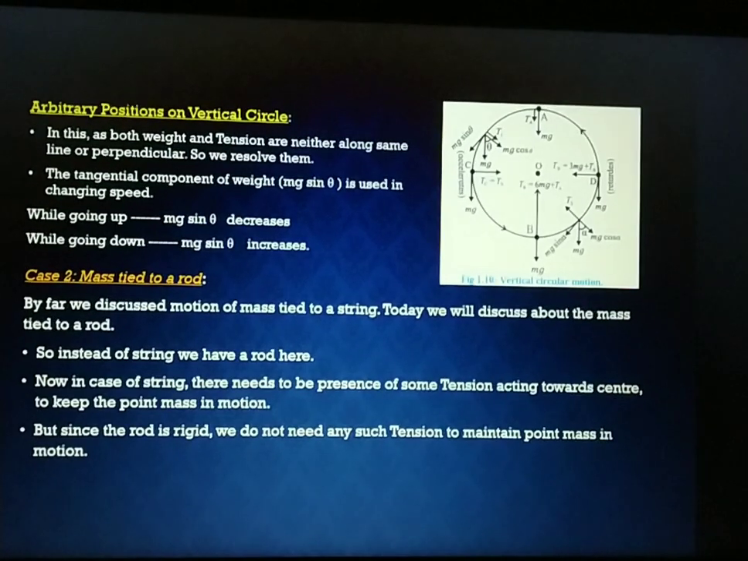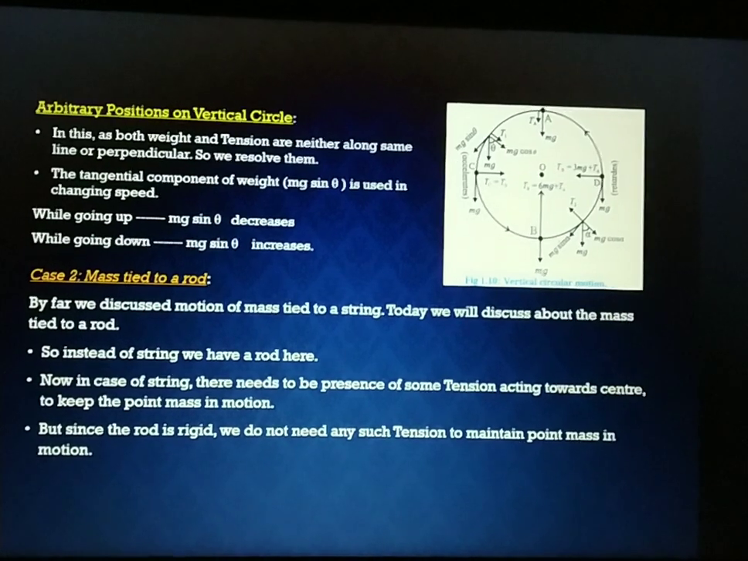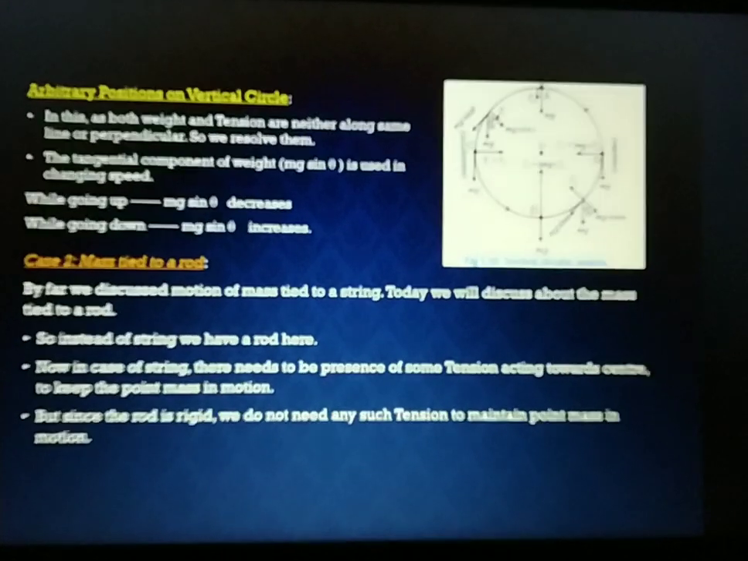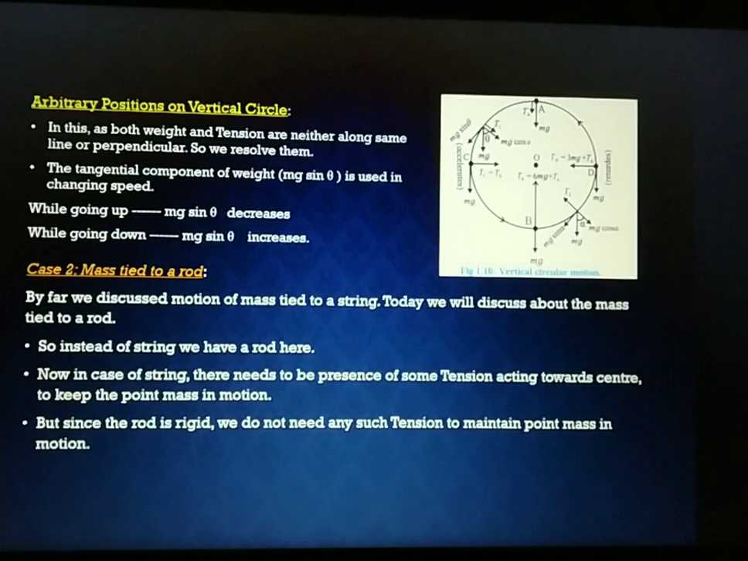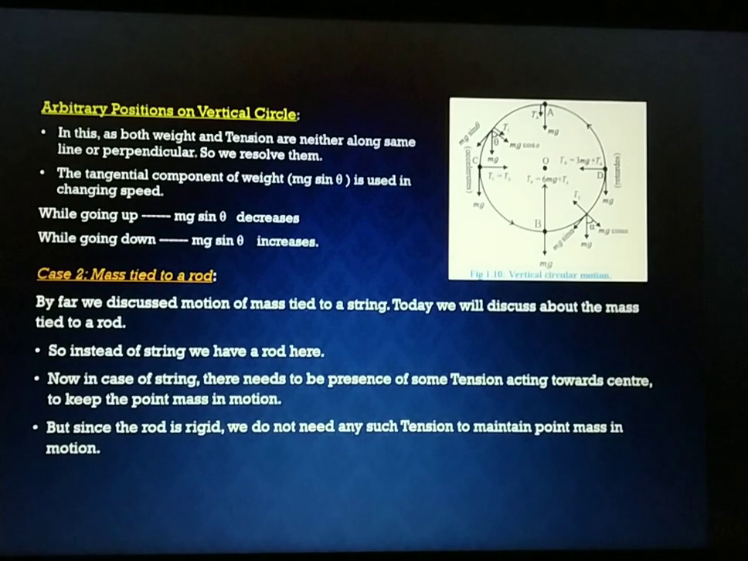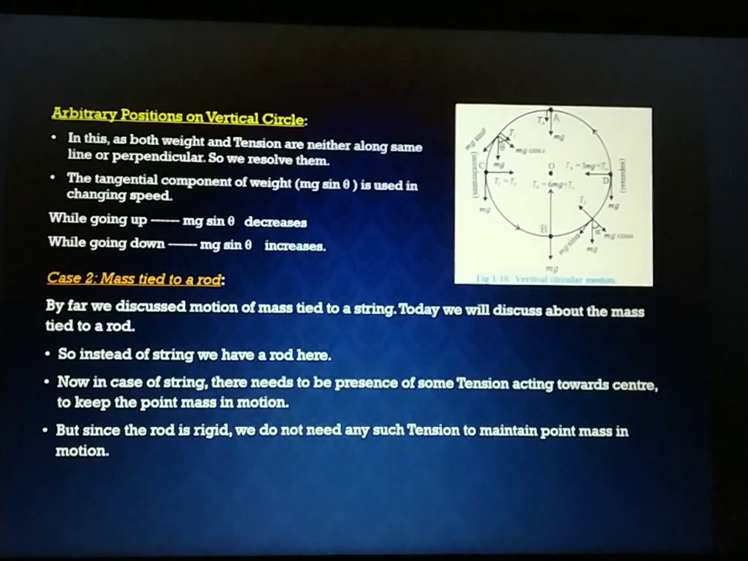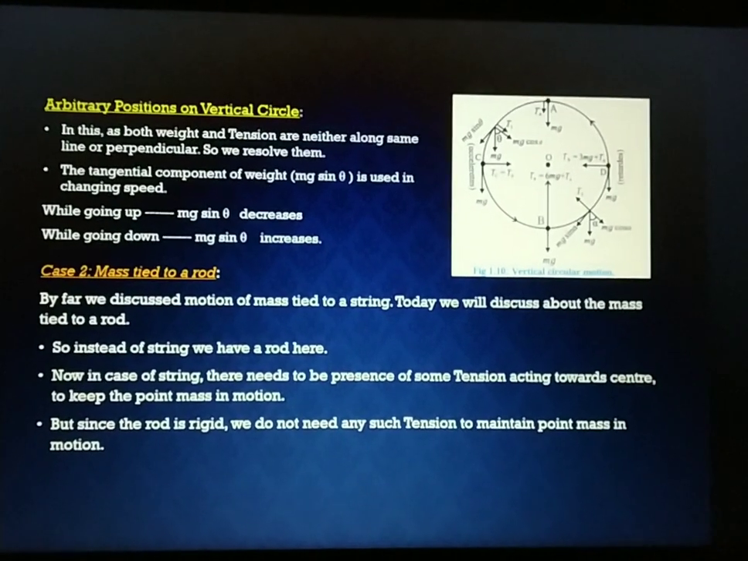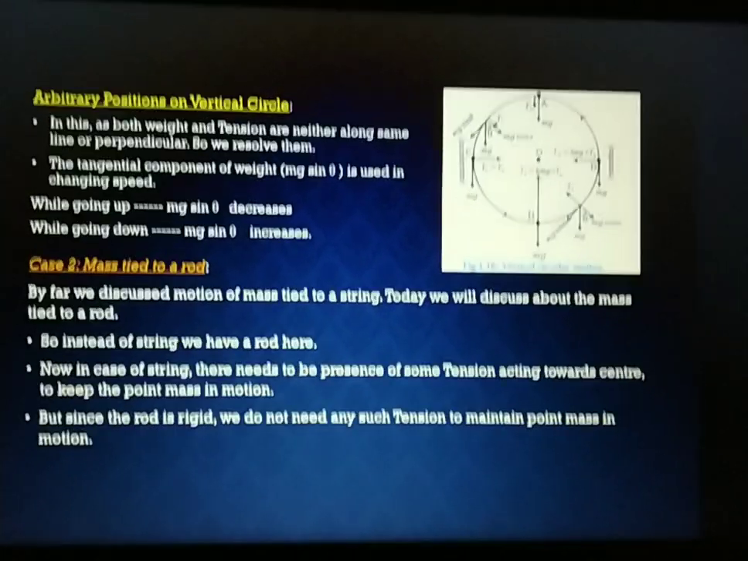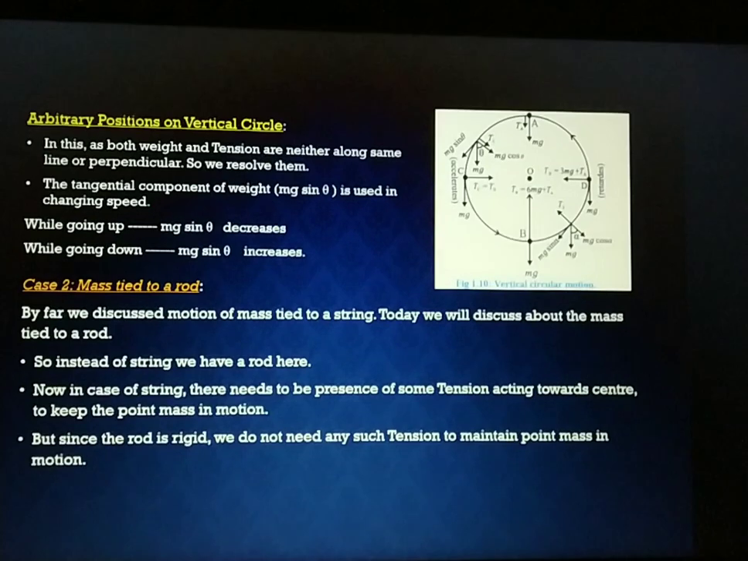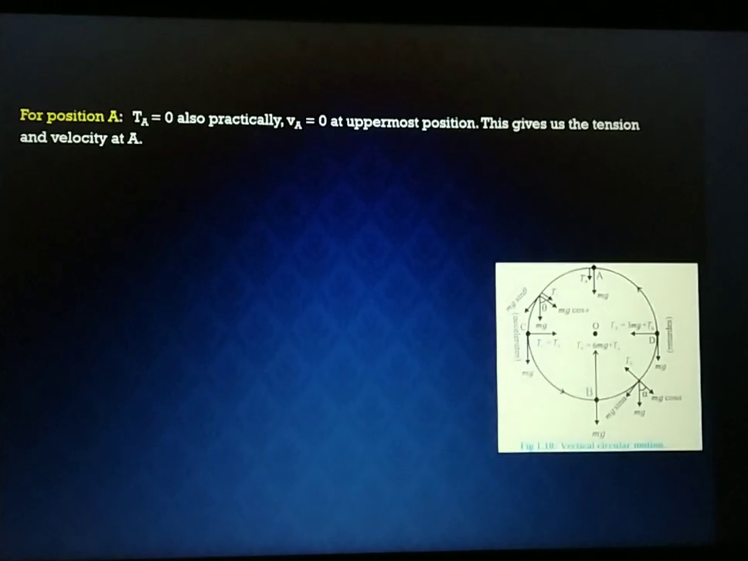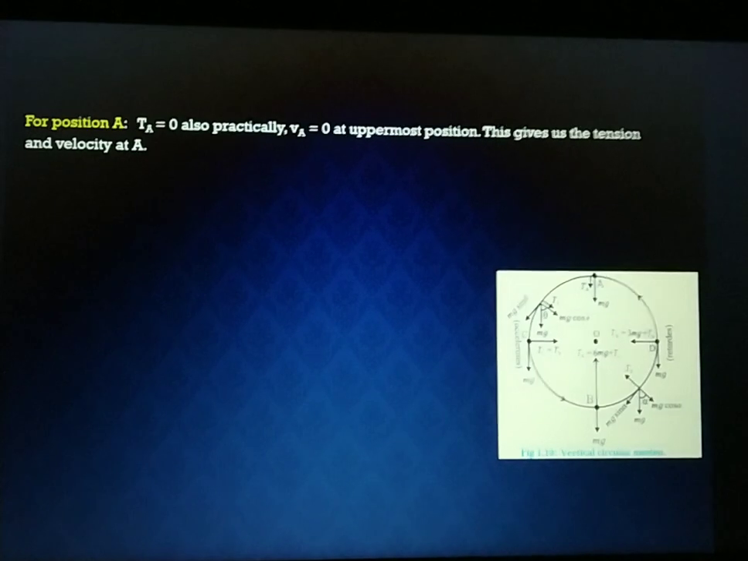Now suppose we replace the string of the bob by a rod. A rod is a rigid object. If you rotate a string in a vertical circle, there will be tension along the string. Instead of a string, if you use a rod, which is rigid, there will be no tension. You don't have to consider the tension value here for maintaining the circular motion. So the tension at the top position, point A, will be 0, and the velocity will become 0.